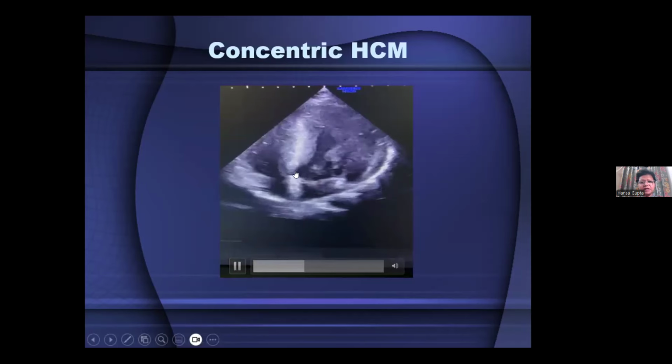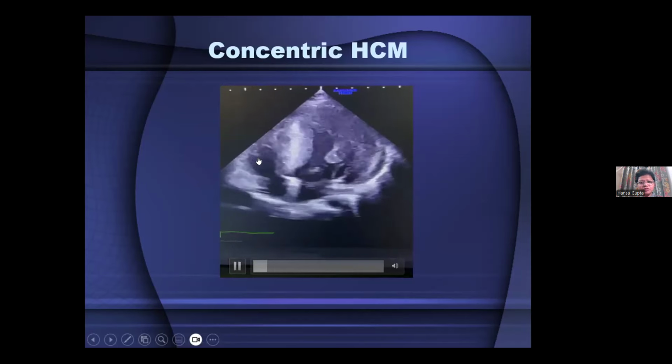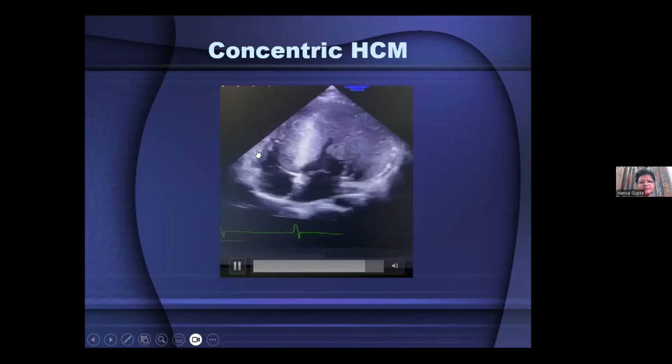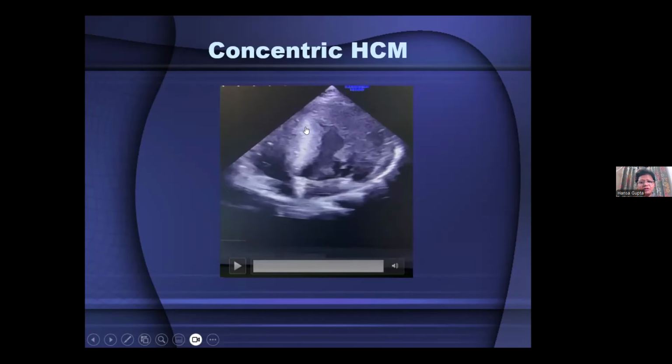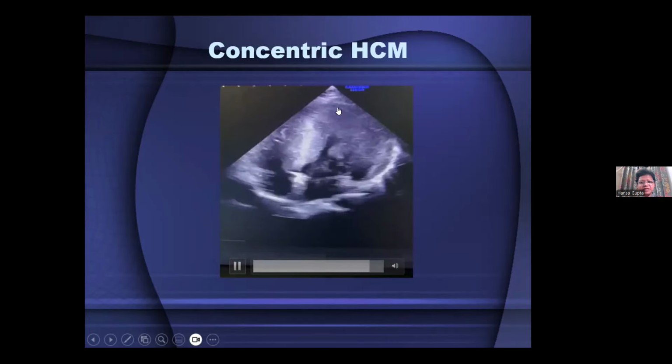So this is a kind of severe concentric LVH. Here the RV is also involved. See this? RV is also involved. The papillary muscles are also involved. See this? Severely hypertrophied.